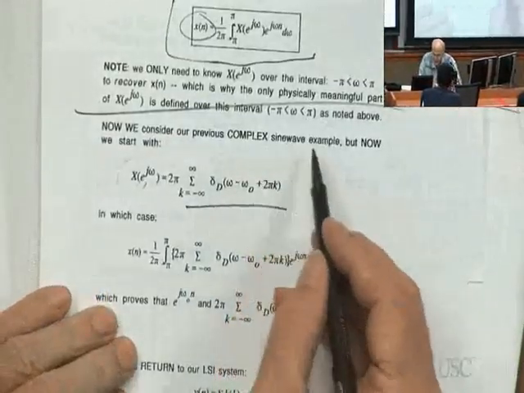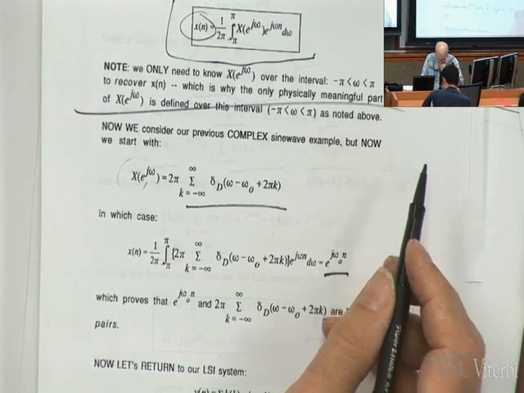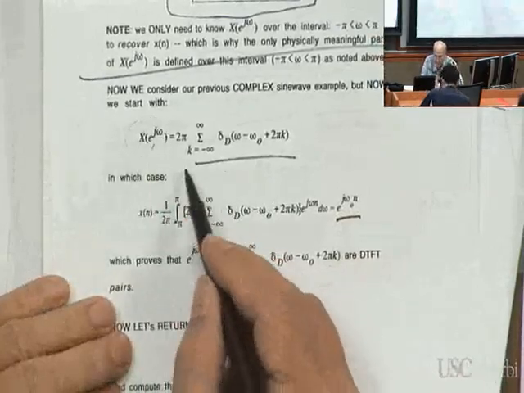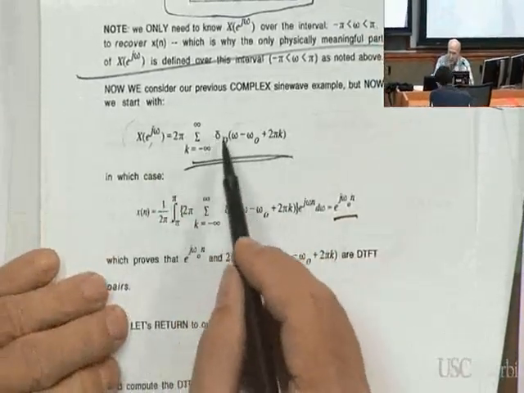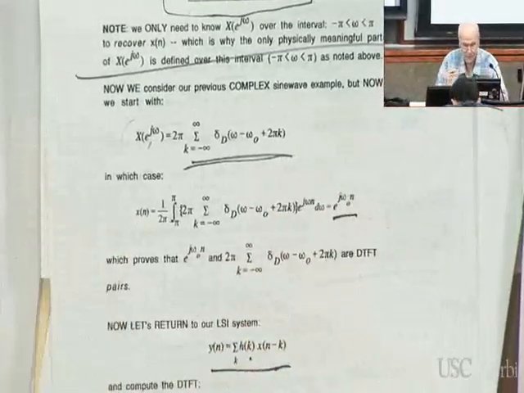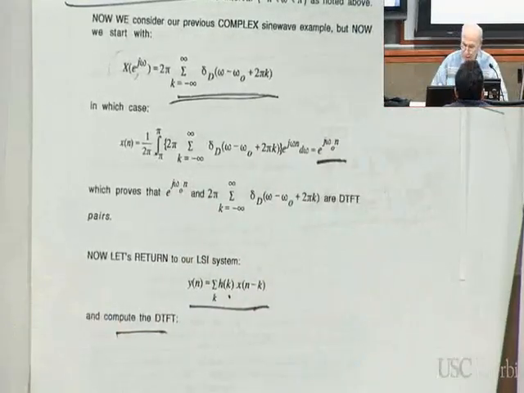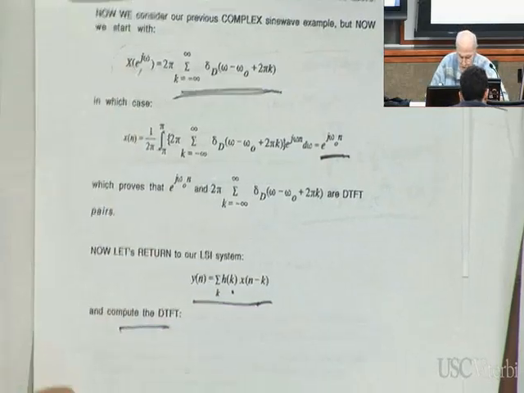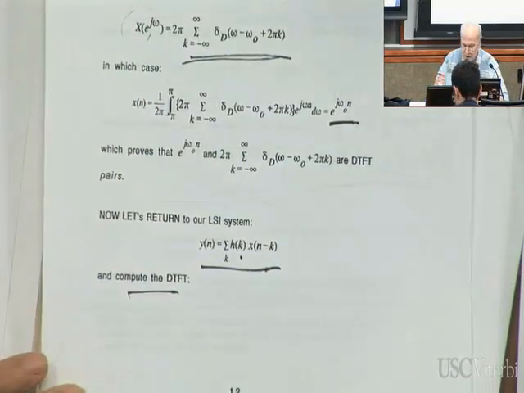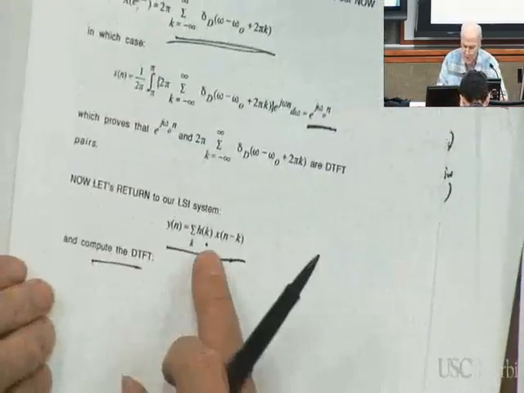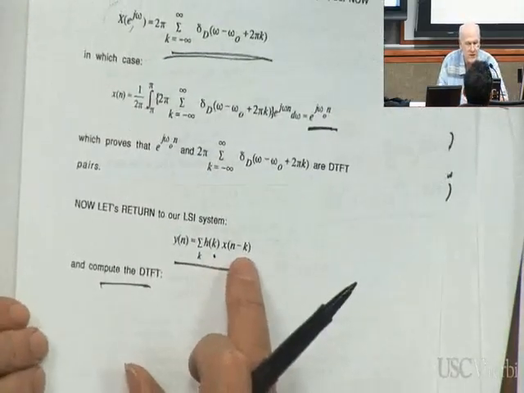So now we consider our previous complex sine wave. We mentioned that last time. When I took X(e^{jω}) to be the sum of all these Dirac delta functions separated by 2 pi for the periodicity, and I used my handy-dandy formula, indeed I do recover e^{jω0 n}, showing that those two are a transform pair.